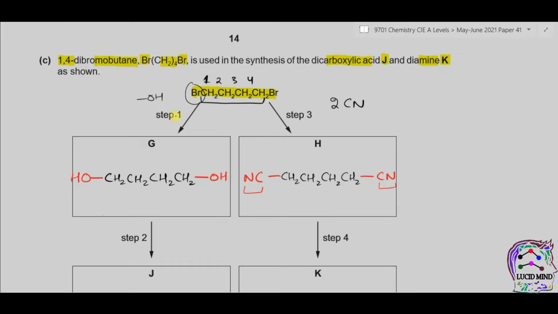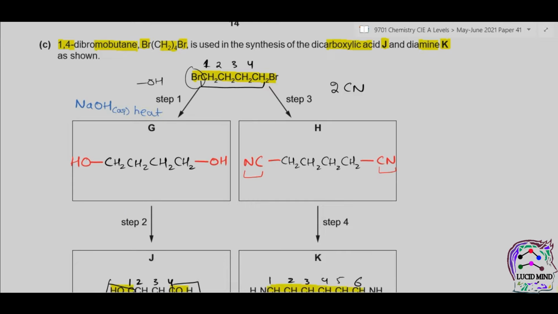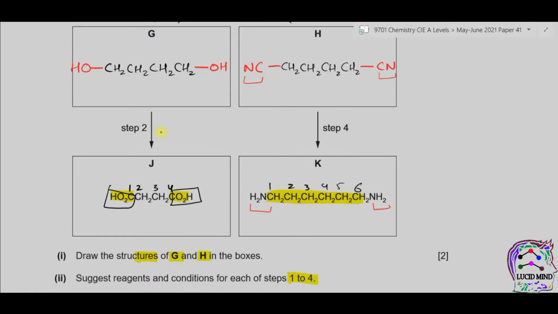In step 1 we have replaced Br with OH, so therefore we can use aqueous sodium hydroxide along with heat. In step 2 we can see we have converted alcohol to carboxylic acid, so therefore we have oxidized this one, so we can use acidified KMnO4 along with heat.